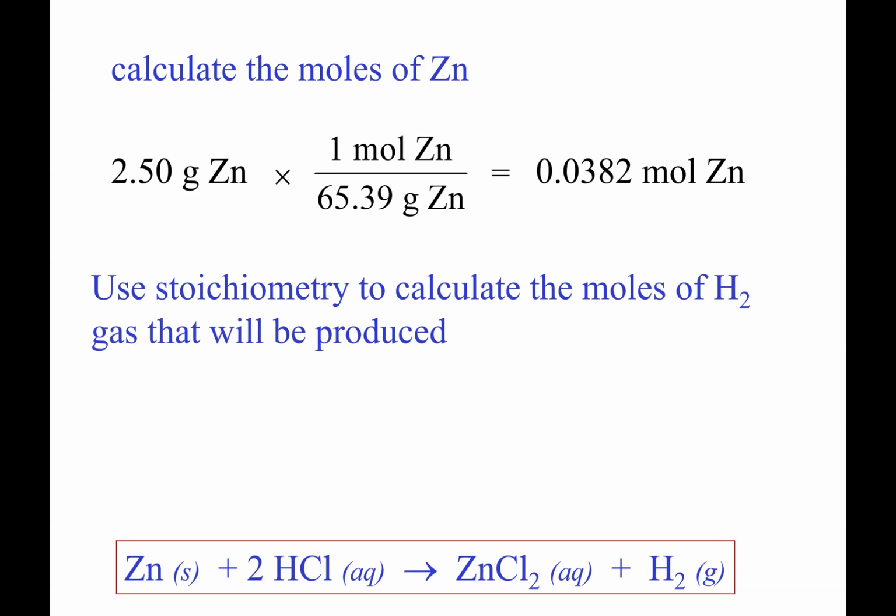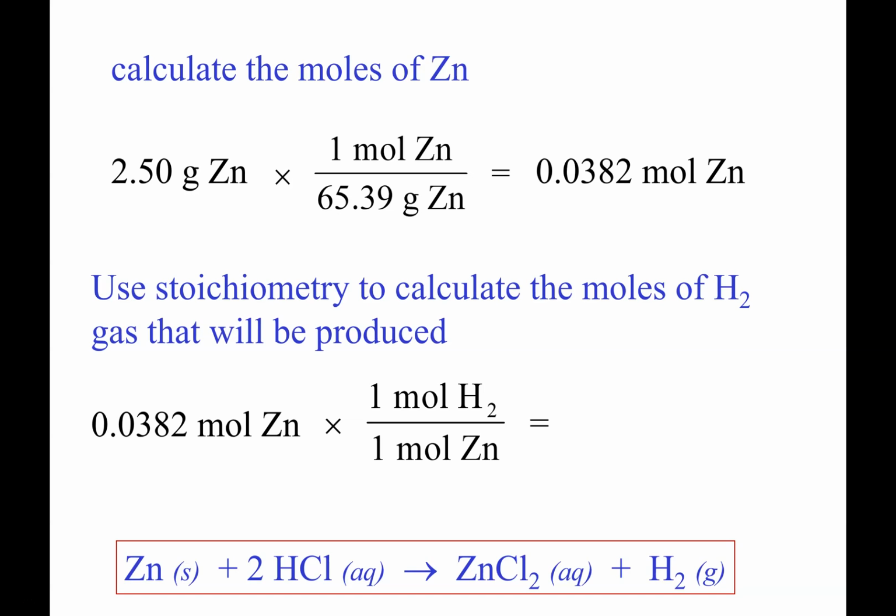Okay, our starting term is going to be the 0.0382 moles of zinc over 1. And I hope you guys buy this. The stoichiometry between them is a 1-to-1, so I'm going to put 1 mole of H2 over 1 mole of zinc. Moles of zinc cancel. Of course, I could do that one in my head. That means we also have 0.0382 moles of H2. Okay, so we're getting close.